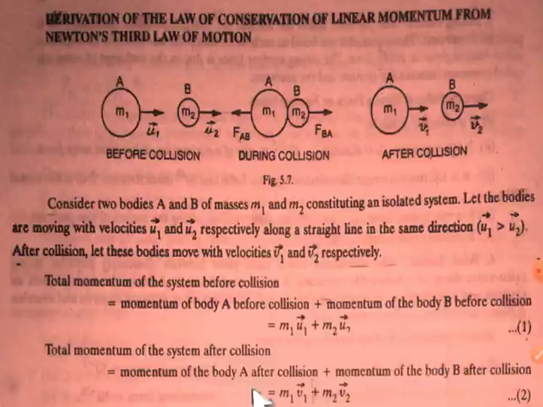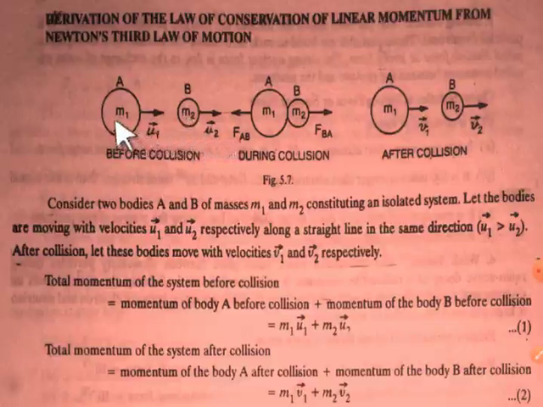So if you try to find the momentum of the system before collision, that means mass into velocity: m1 u1, and m2 u2 will be the momentum for the second body. The product of mass and velocity will be the momentum of the body.